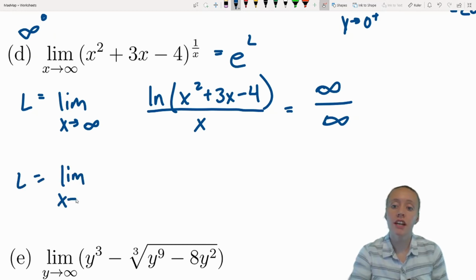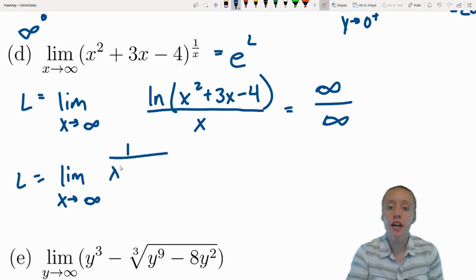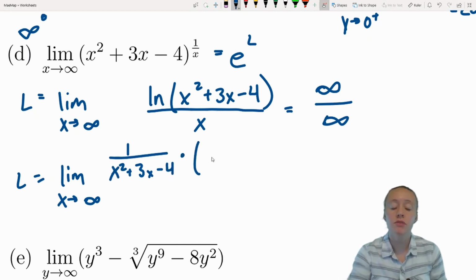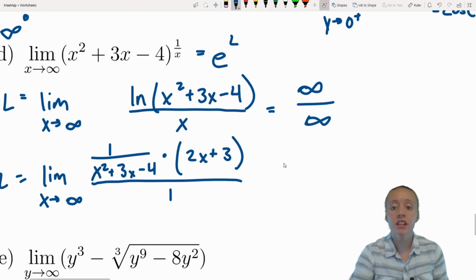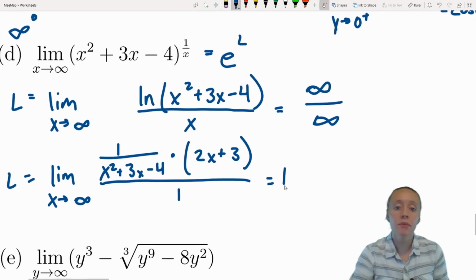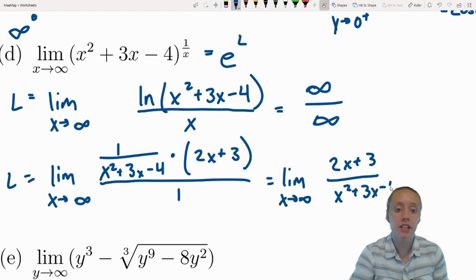We'll take the limit as x approaches infinity of the derivative of my numerator, which is 1 over x squared plus 3x minus 4, all multiplied by the derivative of x squared plus 3x minus 4, which is 2x plus 3. And that's all divided by the derivative of my denominator, which is 1. So what I have here is the limit as x approaches infinity of 2x plus 3 all over x squared plus 3x minus 4.